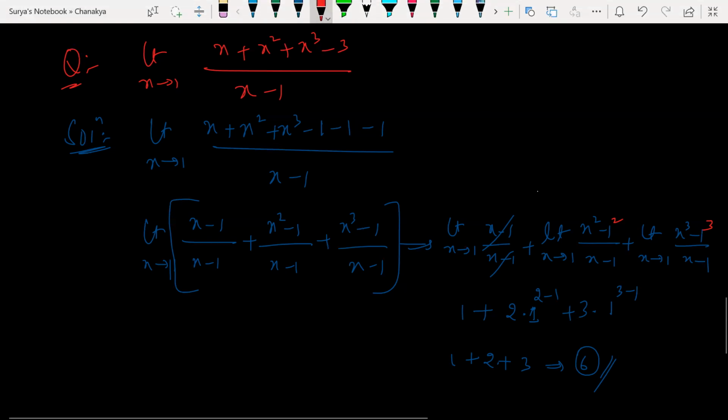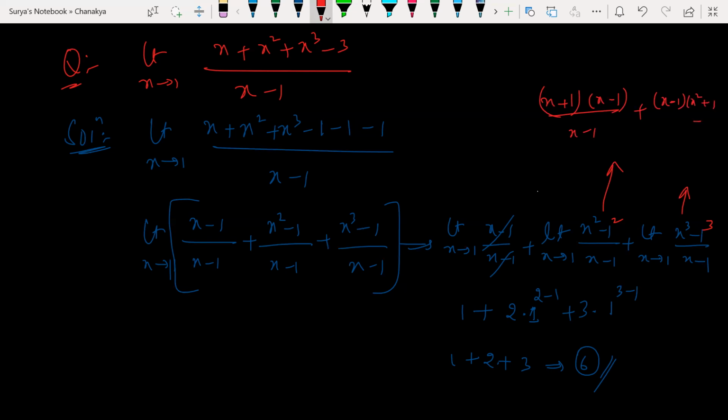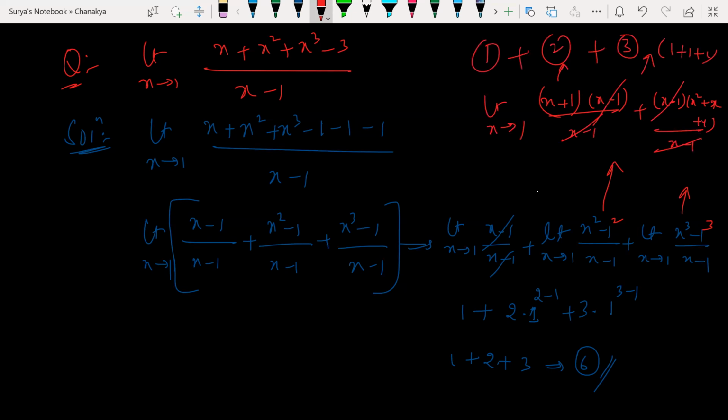I'll do it by this method. Look at this here. This is looking like a square minus b square. So I'll write x plus 1 into x minus 1 divided by x minus 1 here. This one is looking like the a cube minus b cube formula. So what is the a cube minus b cube formula? a minus b into a square plus ab plus b square, divided by x minus 1. So x minus 1 and x minus 1 cancel. So the limit x tends to 1 gives here 1 plus 1, 2, and here 1 plus 1 plus 1, so 3. So here 2 plus 3, and I already have 1. That's how you can also solve it, guys.